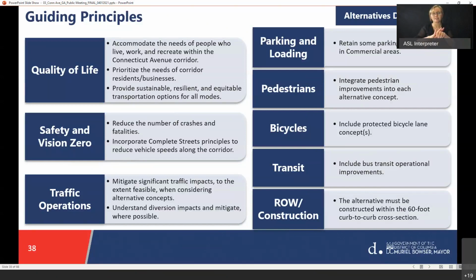Number one, quality of life. We would like to be able to accommodate the needs of all people who live and work and shop and recreate in the corridor. We want to reduce the number of crashes and fatalities. We want to incorporate complete streets principles to reduce vehicle speeds in the corridor. We want to look at traffic operations and mitigate traffic operations to the extent that we can. Parking and loading. Pedestrians, bicycles, and transit are other guiding principles. And right-of-way and construction. We said that the alternative must be constructed within the 60-foot curb-to-curb cross-section.